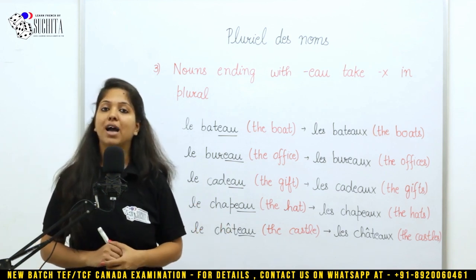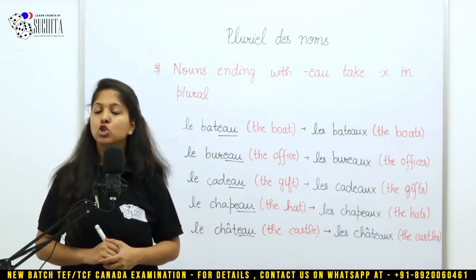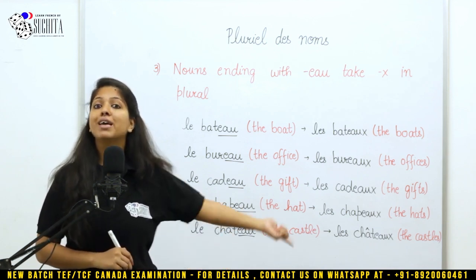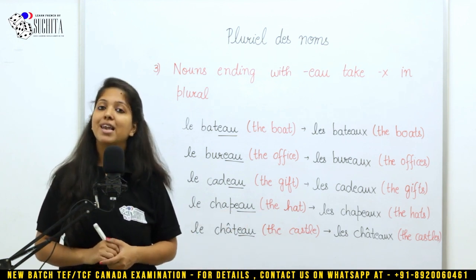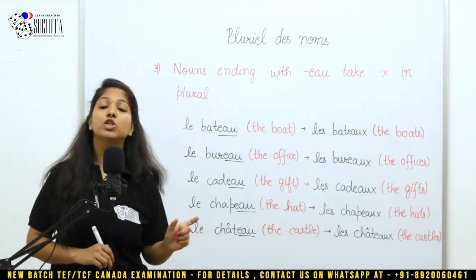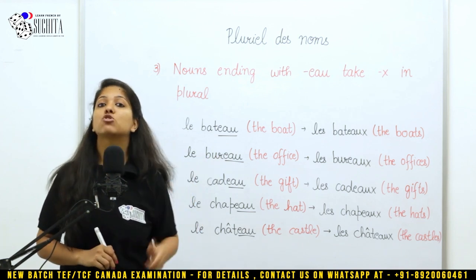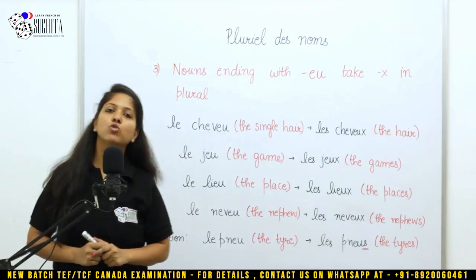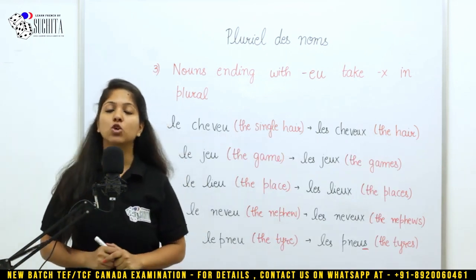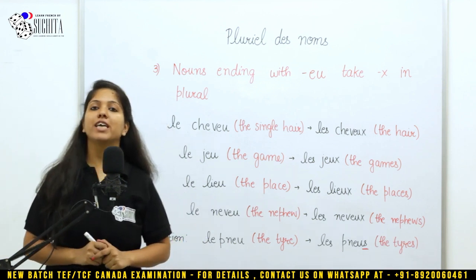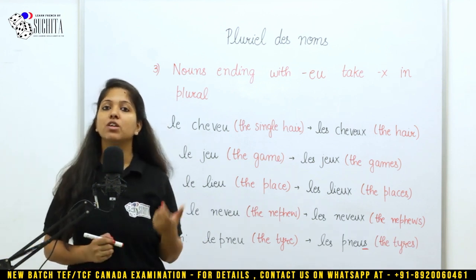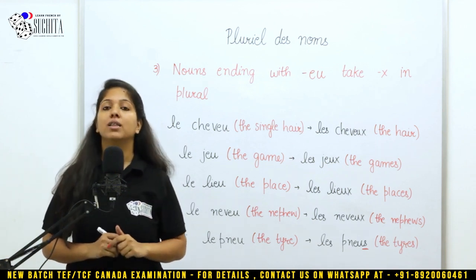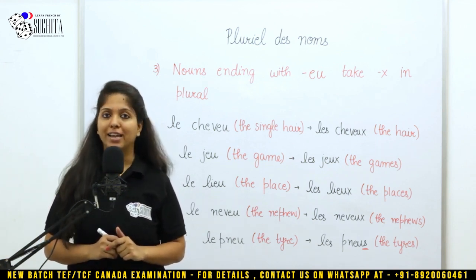And the last example that we have is le château. Château means the castle. Again, it ends with the combination EAU. To make its plural, you will put an X. Les châteaux. So the nouns which end with EAU, you put X to make their plurals, but the pronunciation doesn't change. Now the fourth rule that we have is nouns ending with EU, they also take X in the plural. So wherever you will see a noun which is ending with EU, there also in order to make its plural, you will add an X.